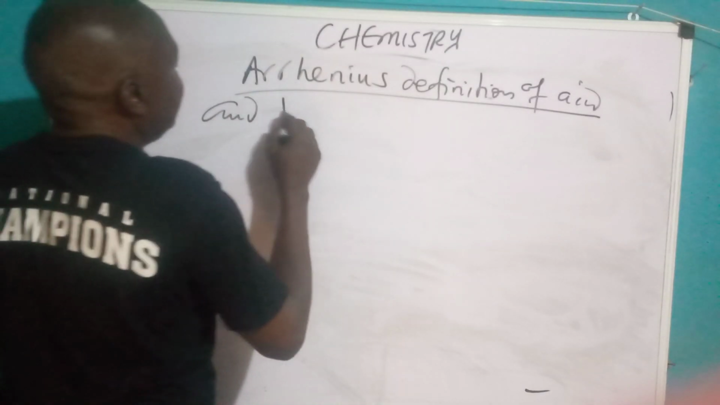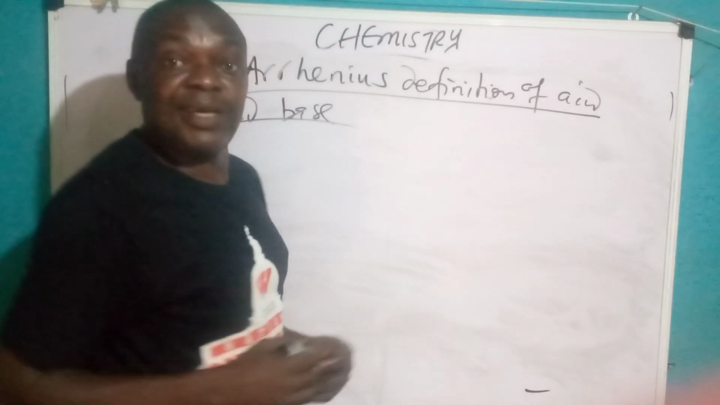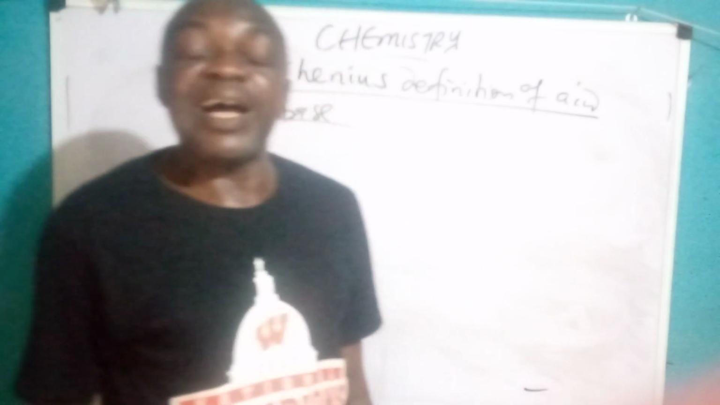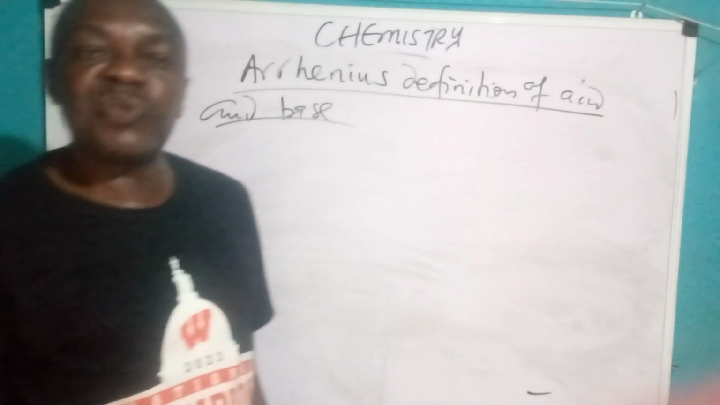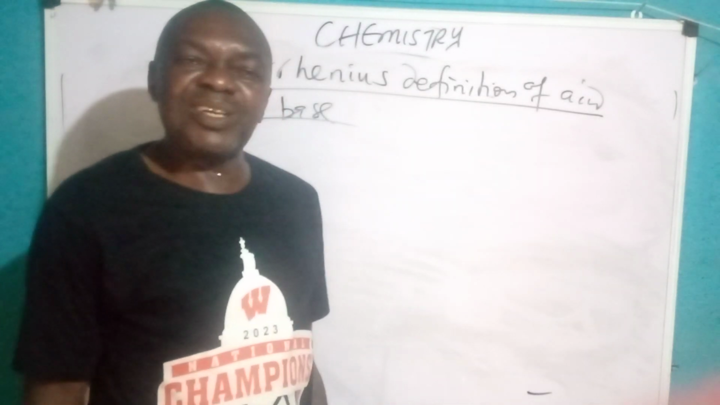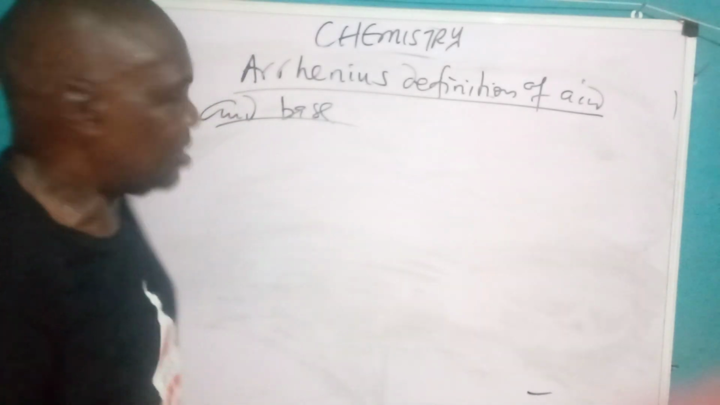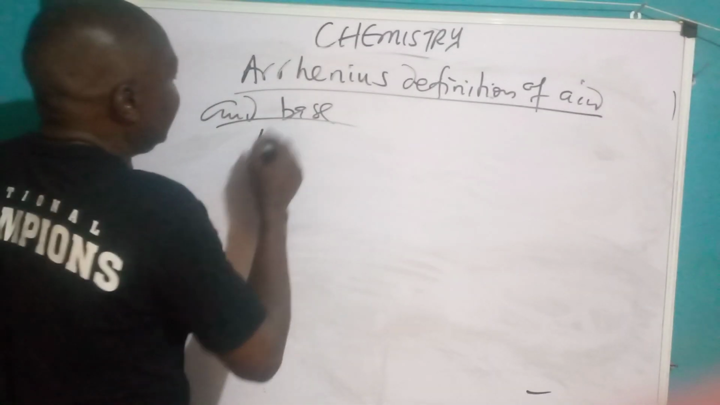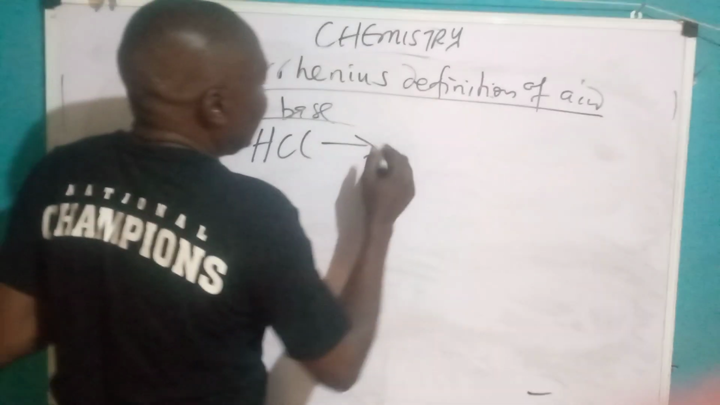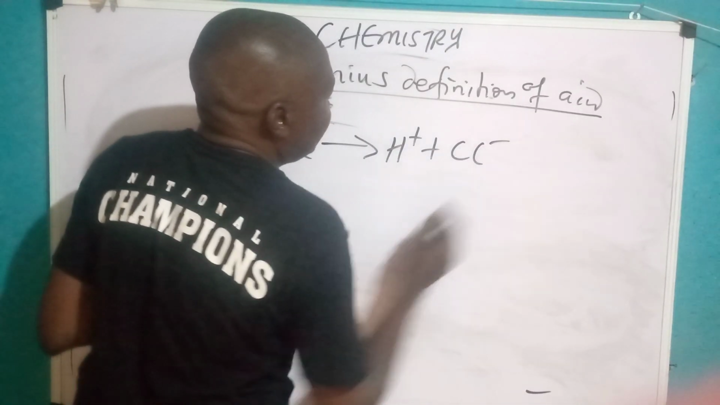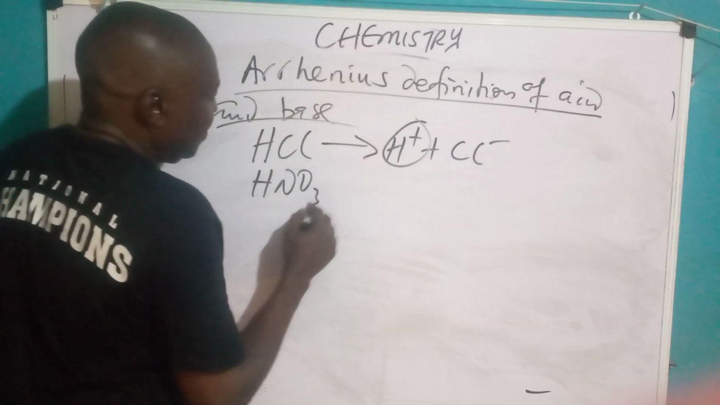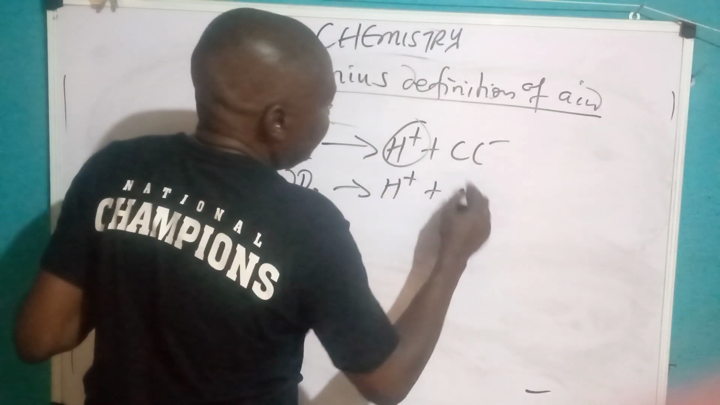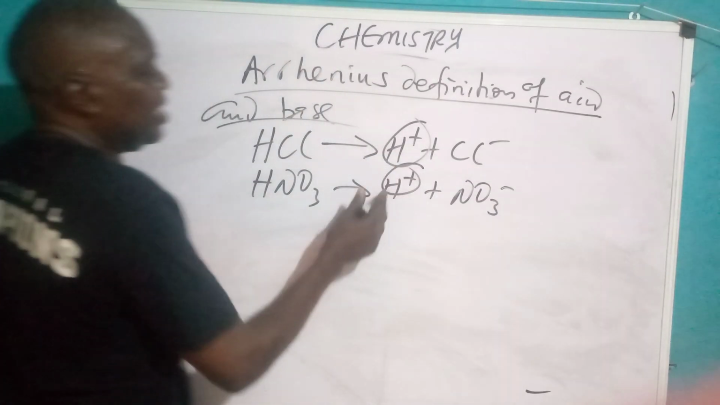and base. According to Arrhenius, an acid is a substance which, dissolved in water, dissociates to produce hydrogen ions, while a base is a substance which, dissolved in water, dissociates to produce hydroxide ions. This one is similar to the first definition we had. For example, according to Arrhenius, HCl dissolves in water to give you H+ and Cl-. You can see it, hydrogen ions. You can also have HNO3 to give you H+ and NO3-. You see it, both of them have hydrogen ions.